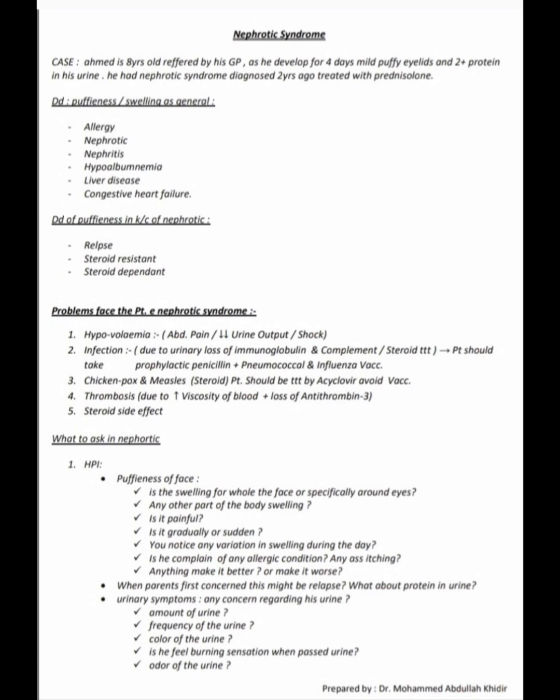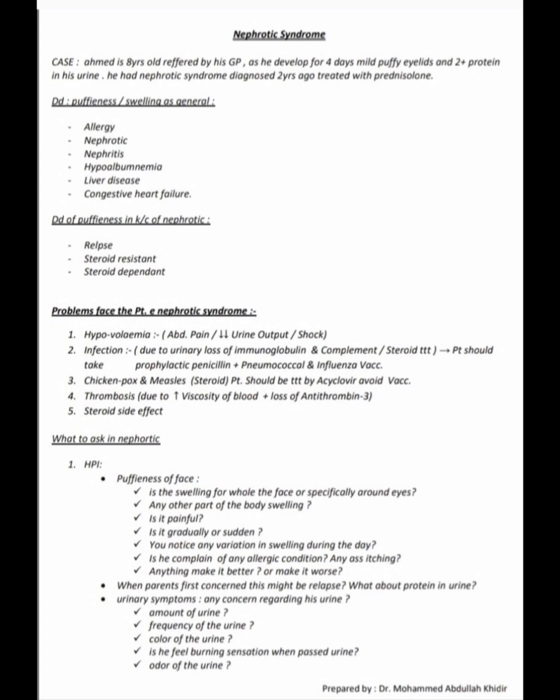Number four is thrombosis. Why thrombosis in nephrotic syndrome? Because of increased viscosity of blood plus loss of antithrombin 3. And number five is steroid side effects. A nephrotic syndrome patient can develop steroid side effects. What are the steroid side effects? We know some features, like moon face, striae on the body, arthritis, fragile bone, delayed wound healing, and a pad on the back of the neck, which we call buffalo hump.